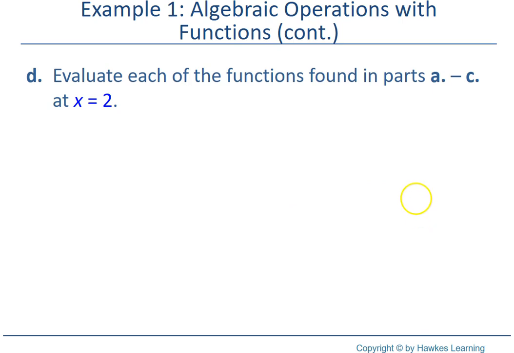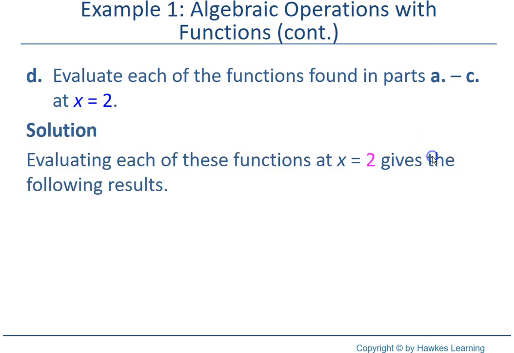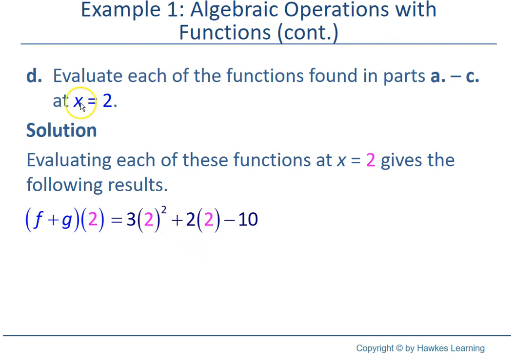All right, now before we go on, we want to evaluate each of the functions found in A through C, where we're going to say that x is 2. So let's look at this here. So initially, we get our final answer. You go back, and you recall this is what we got for A. We're going to put a 2 now. We're evaluating the x in this expression as a 2, and then we just do the operation.